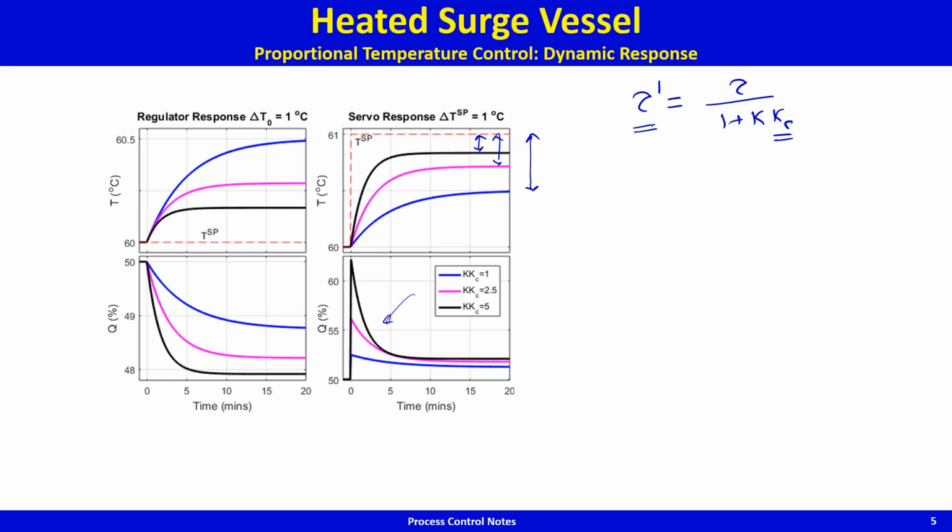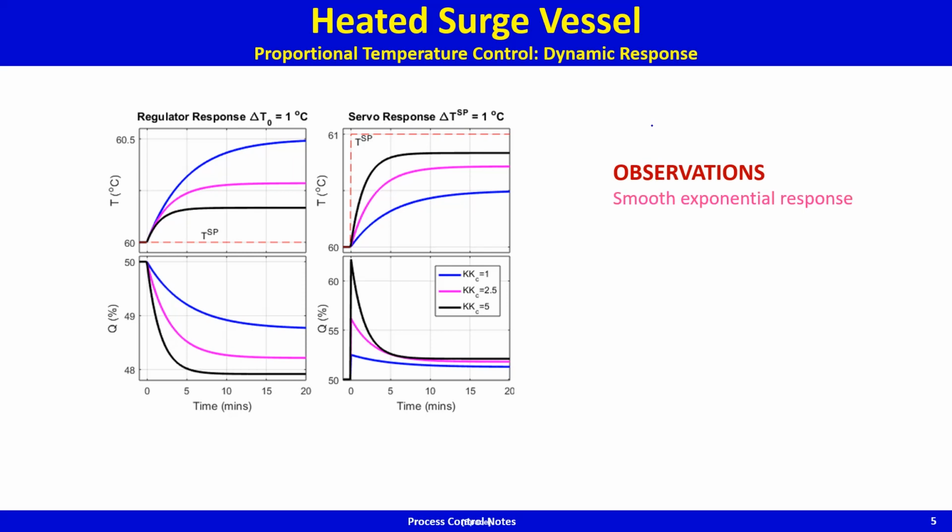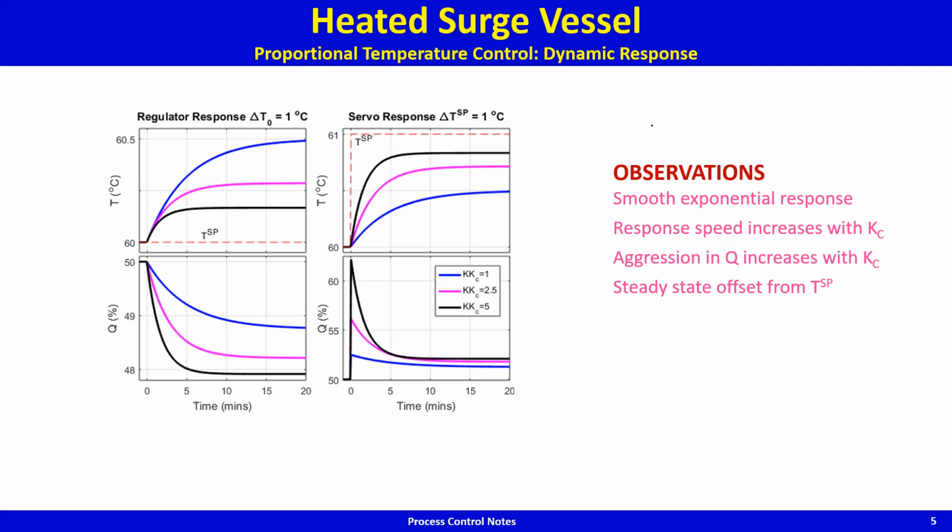Now, this is typical of control system. More aggressive control, you get to set point quicker, response completes faster. Of course, as you will see later on, you can also get oscillations and instability, but for now some major observations that you need to take note of. So observations are: smooth response, response speed increases with Kc, aggression in Q increases with Kc, and with proportional controller you do get an offset from the set point, and the magnitude of this offset decreases as Kc is increased.